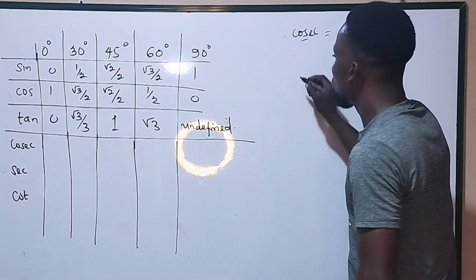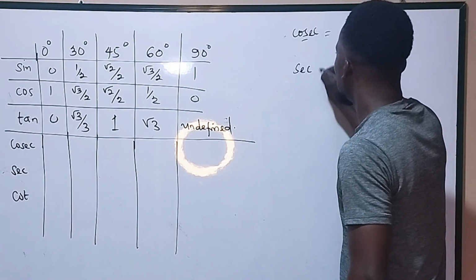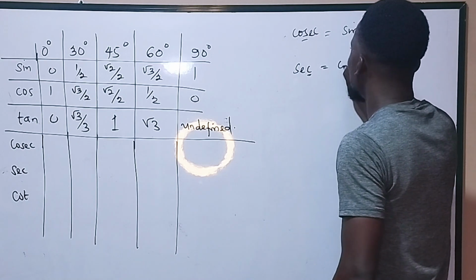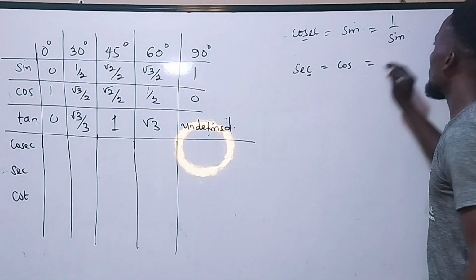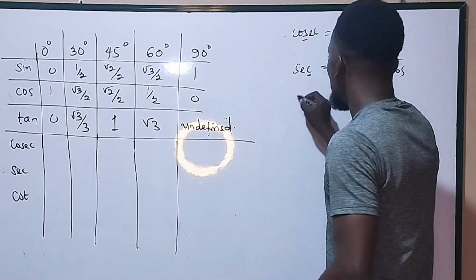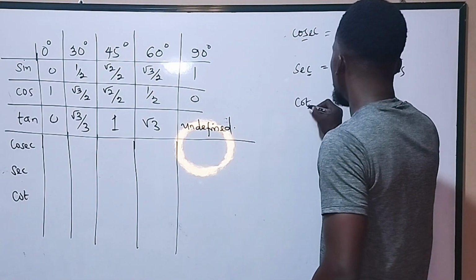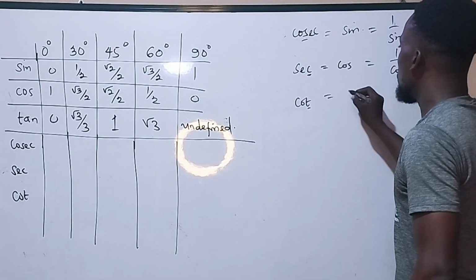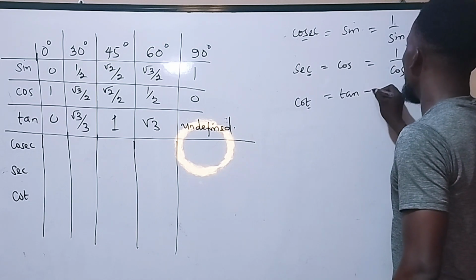The same thing is applicable to secant, SEC. You notice this is C and that is cos. It means that this is 1 over cos. Finally, we have cotangent, COT. You notice that we have T here, and that is tangent.